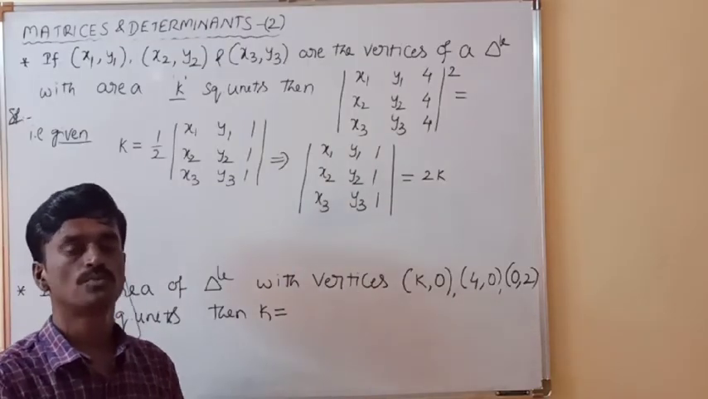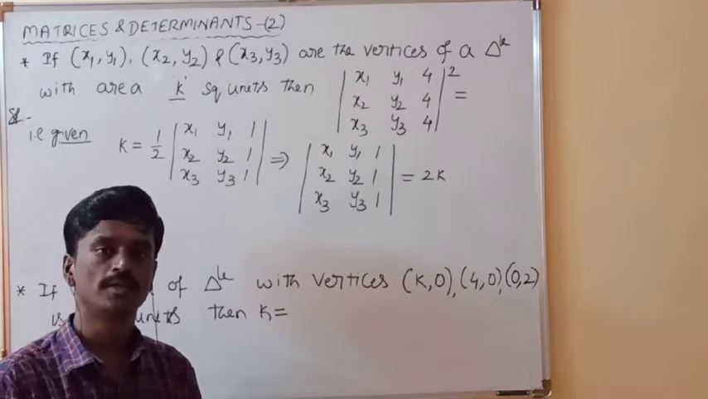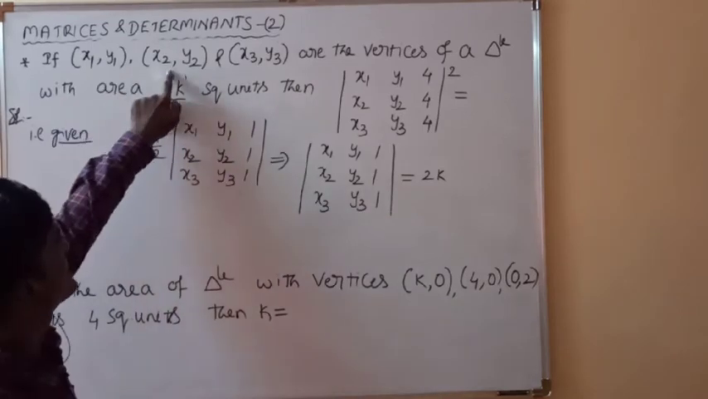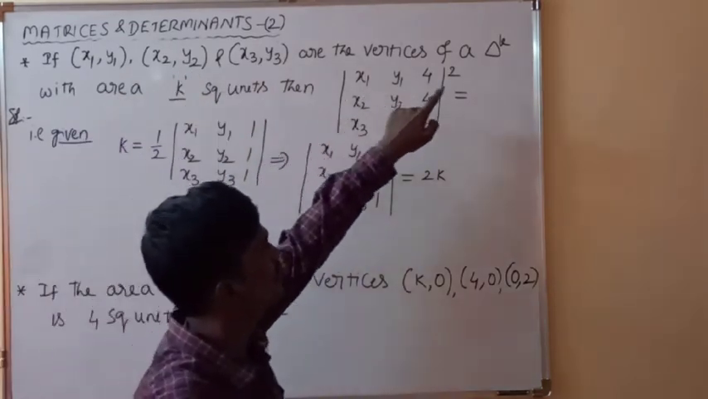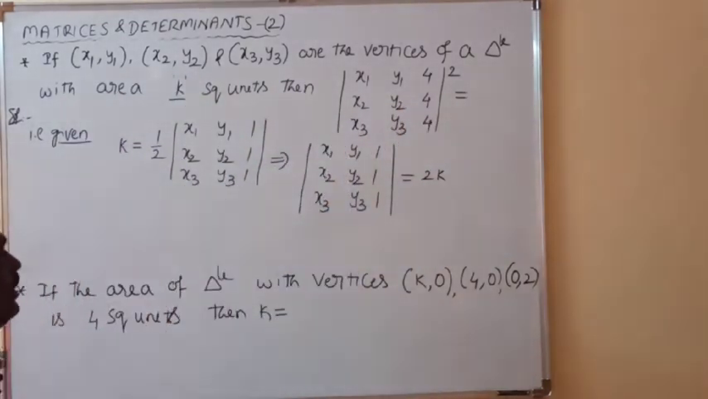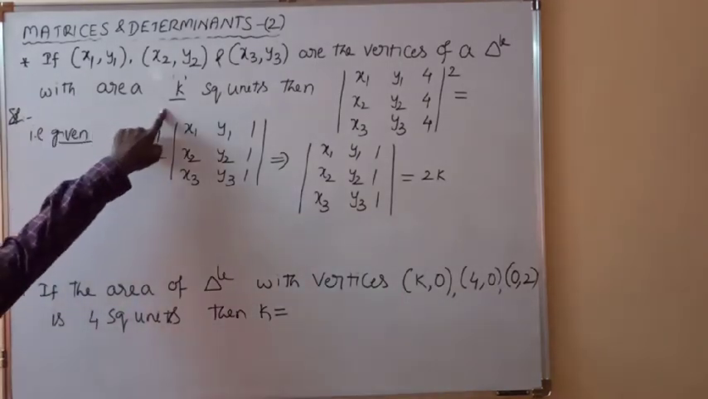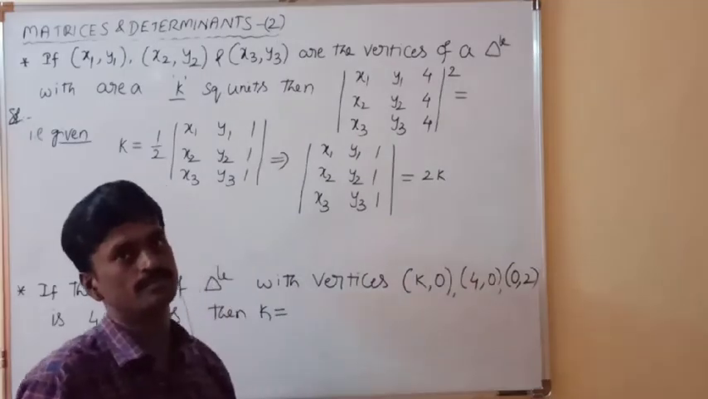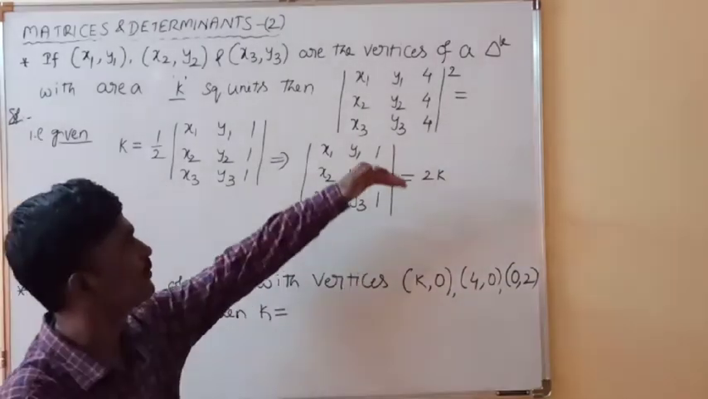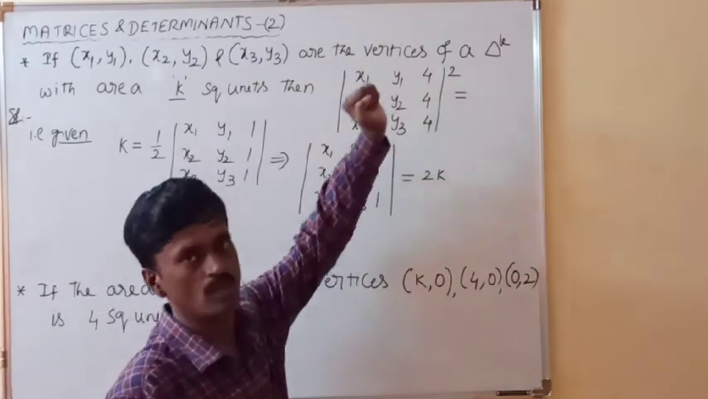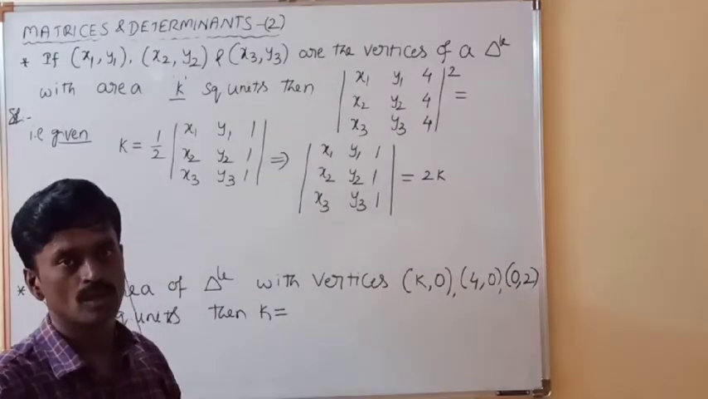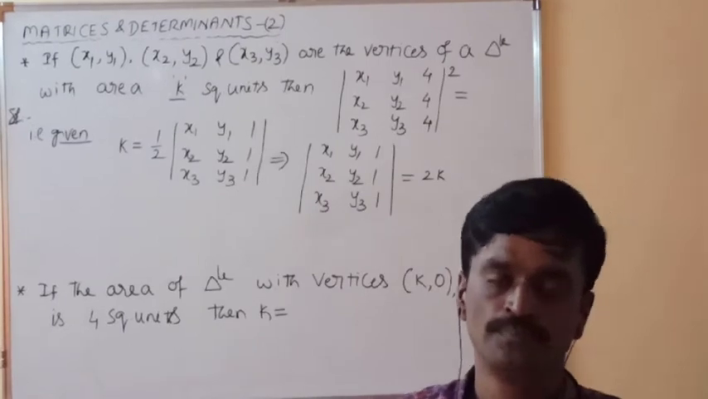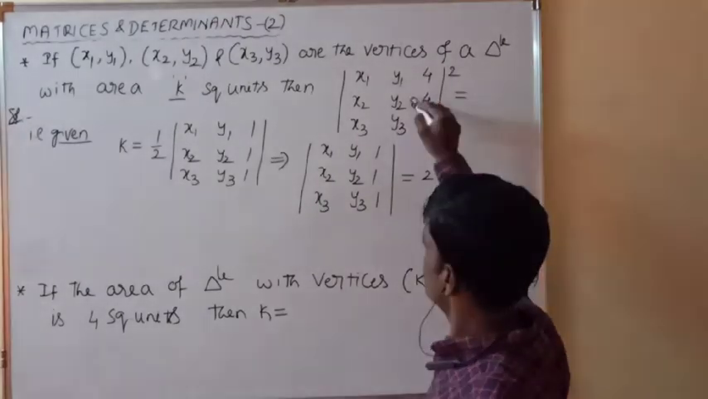So look at the next two problems related to area of the triangle. Given that (x1, y1), (x2, y2), (x3, y3) are the vertices of a triangle and the area of that triangle is k square units, what is the value of this determinant whole square? The area of the triangle is given as k square units. Then we have to find the square of this determinant value.